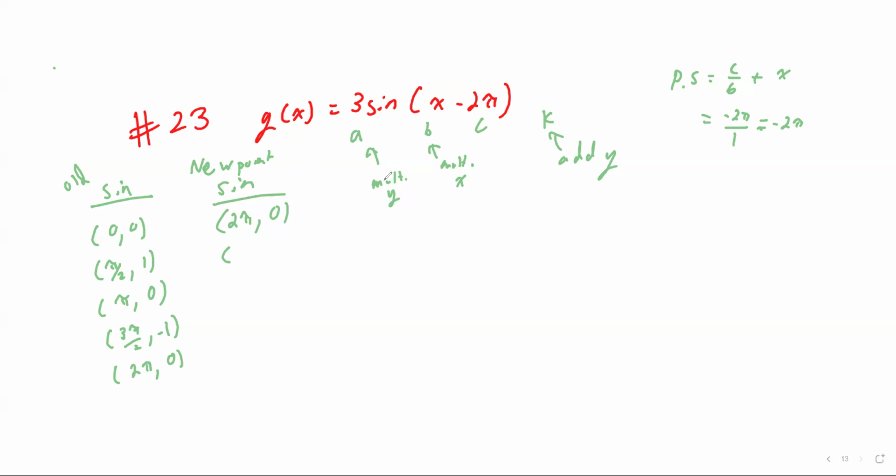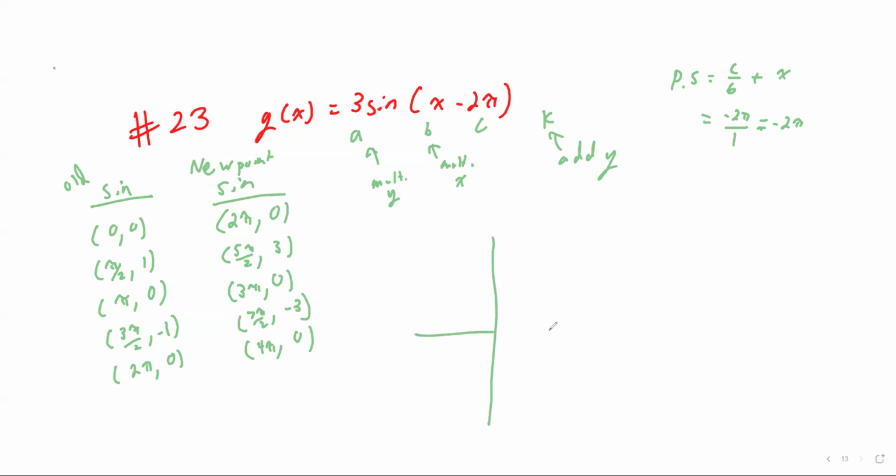All right, so here we go. Pi halves. All I got to do is just add 2 pi to that. So pi halves plus 2 pi would be 5 pi halves. And then 1 times 3 will give me 3. And then I got pi plus 2 pi, that would give me 3 pi, and then 0. And then this would be 7 pi halves, comma negative 3, because that would be what 3 times negative 1 is. And then this would be 4 pi, comma 0.